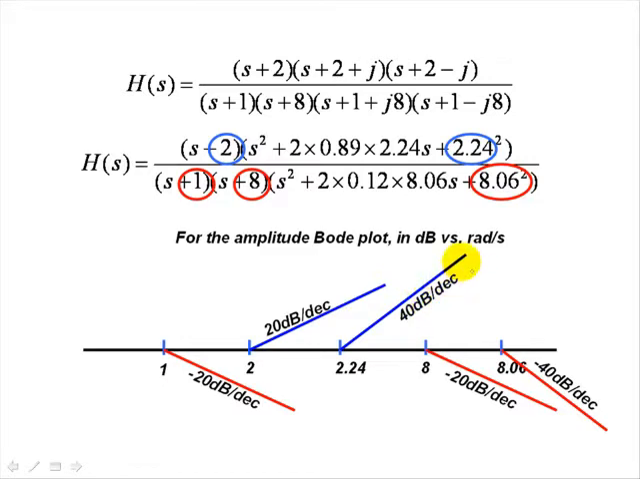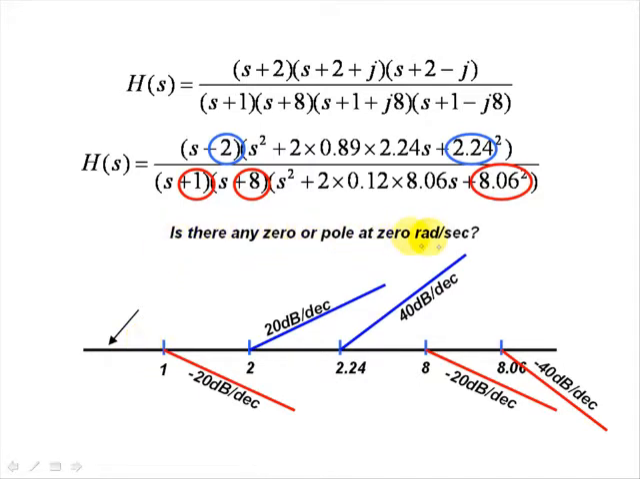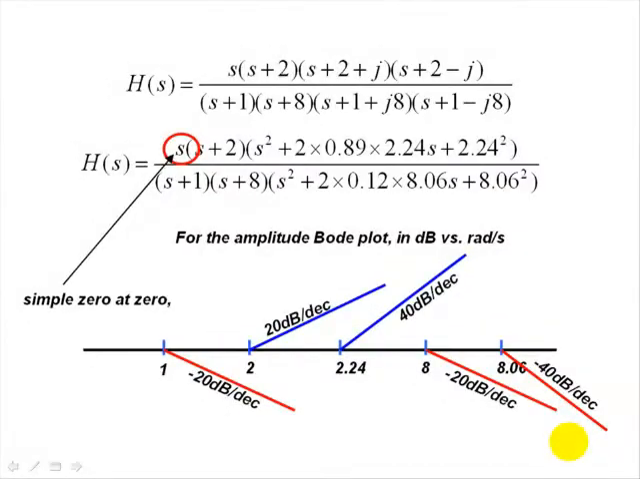We are almost ready, but we need to answer the question, what is the entry from the left? To answer this question properly, we need to ask another one. Is there any 0 or pole at 0 radians per second? If there are, how many? This transfer function, which is not our original one, has a simple 0 at 0, and the plot enters from the left, rising with a positive slope of 20 decibels per decade.